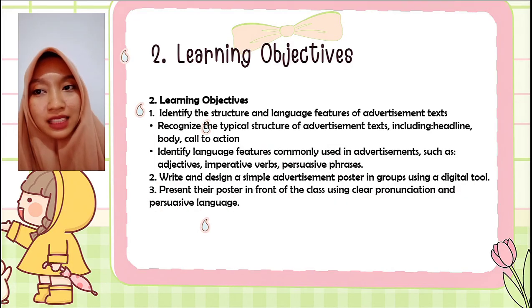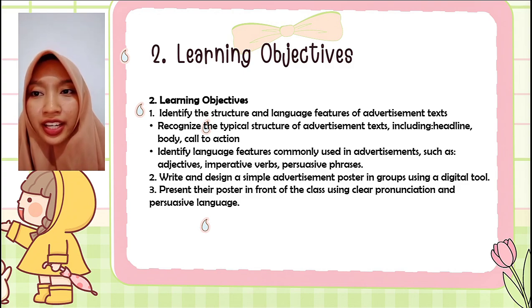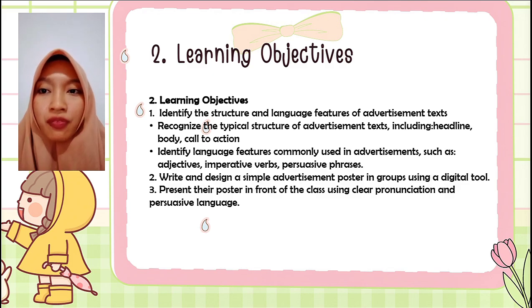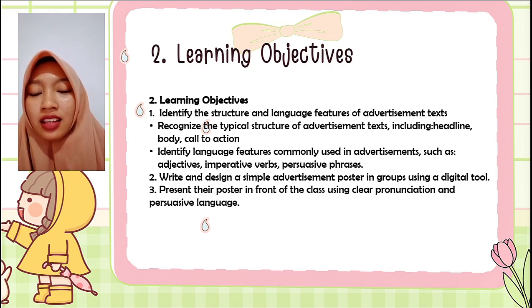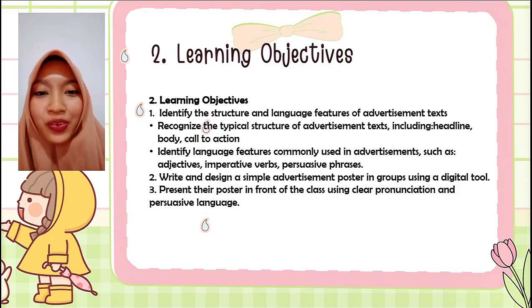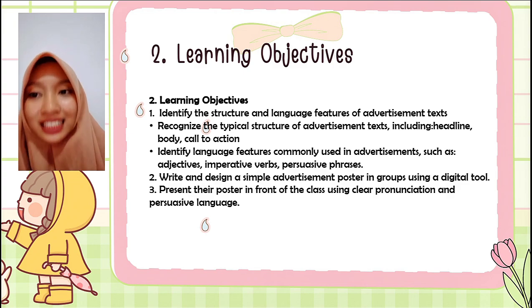Alright, for the learning objectives, by the end of the lesson, I want the students to be able to identify the structure and language features of advertisement text. So, I want them to recognize the typical structure of advertisement text, including headline, body, and call to action. The call to action is to encourage the audience to act, such as order now or visit us today. And then I want them to identify language features commonly used in advertisement text, such as adjectives.